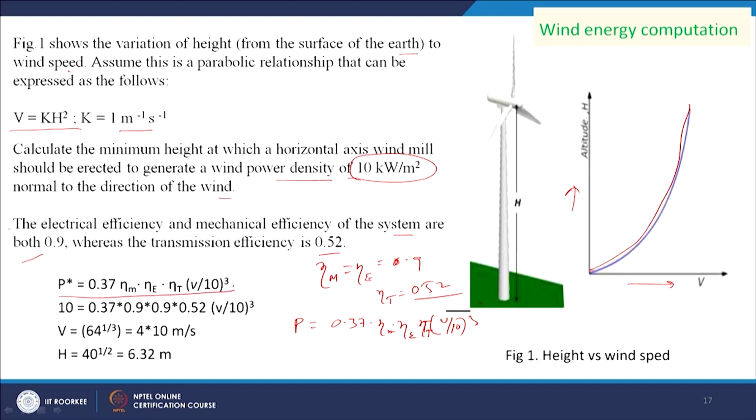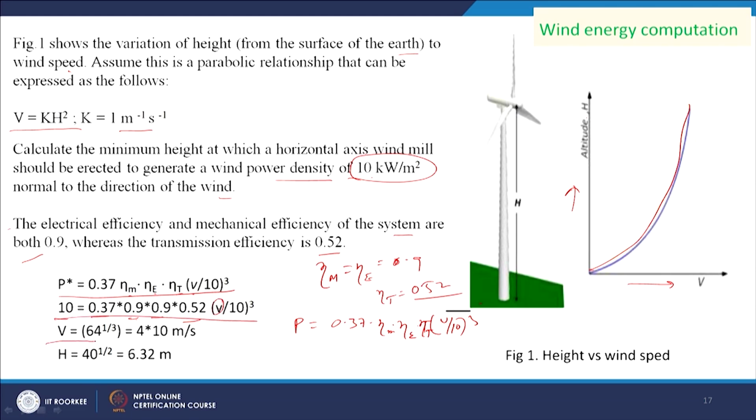Now, in this formula our P is given as 10 kilowatt per meter square, so this is kilowatt per meter square. The A term is not there, since it is per meter square; A has come to this place. Then we have m equal to 0.9, eta A equal to 0.9, eta T equal to 0.52, and V is what we need to find, with the expression V divided by 10 to the power 3. So, from this expression we can calculate the value of V.